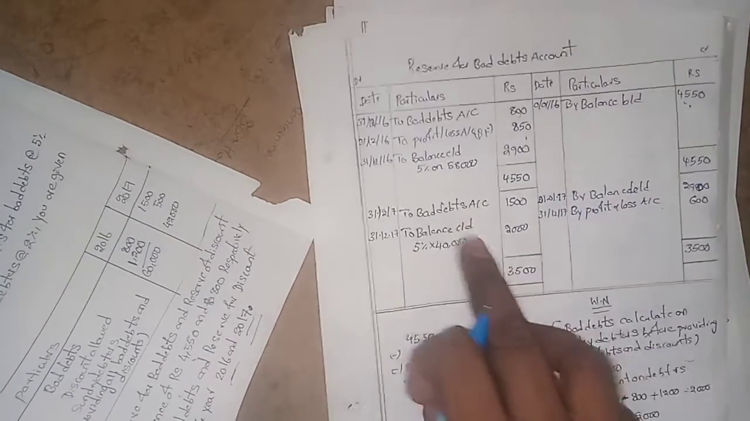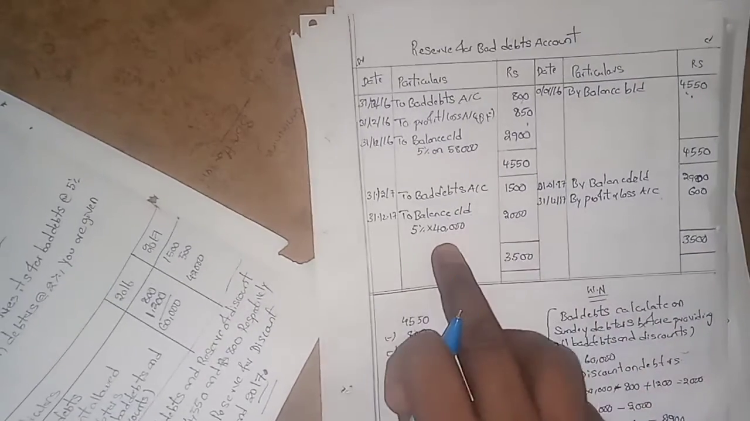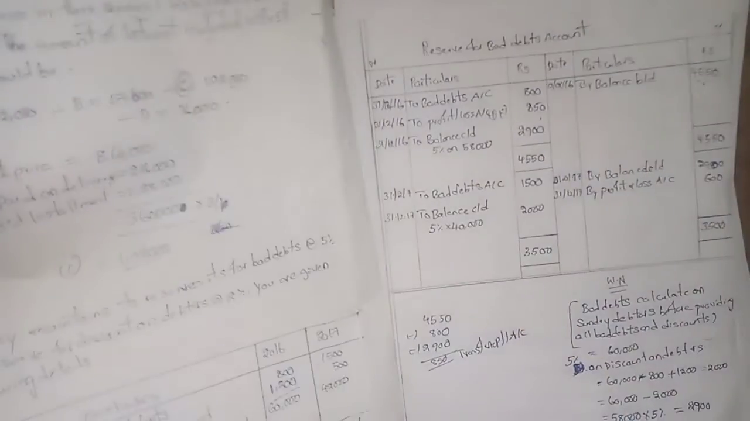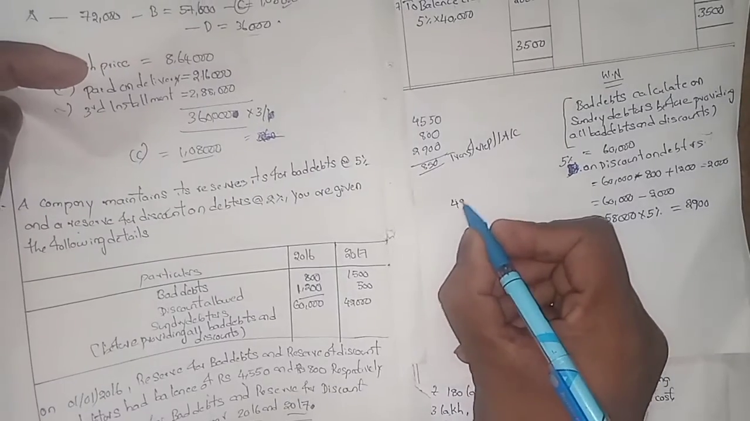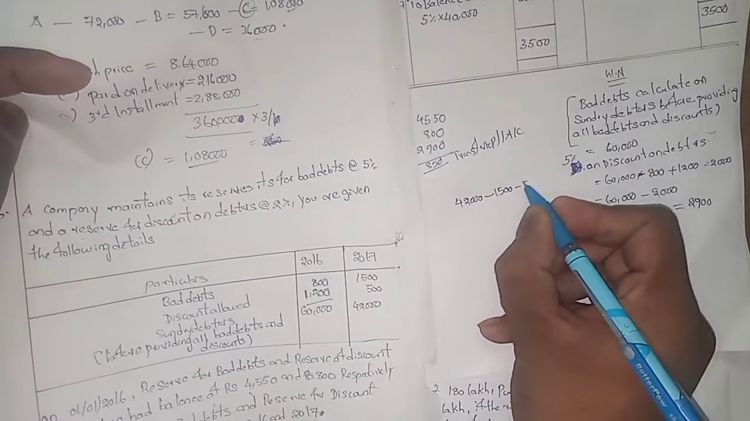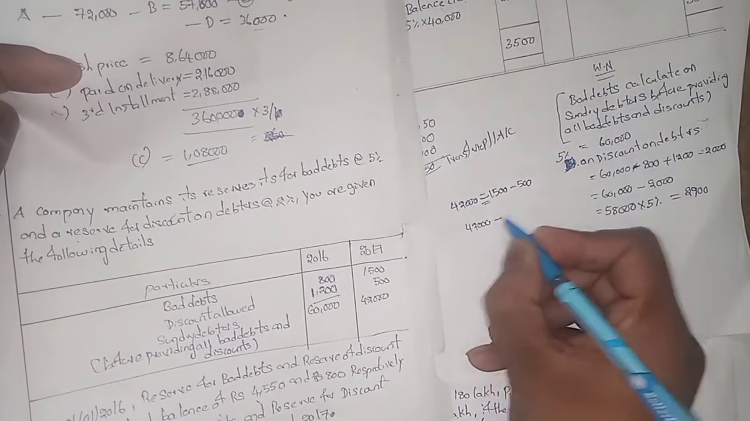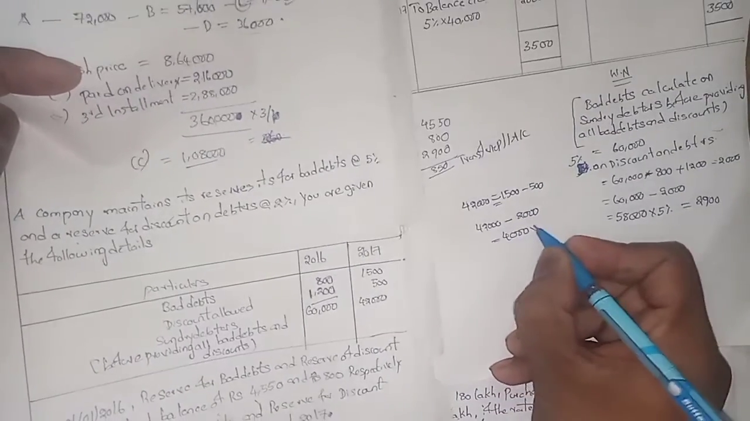So remaining 2,000 to bad debts account, 1,500 to balance 4,000. Same again in the next year, this is the 2017 year. 2017: 500, 1,500. We subtract from 42,000 minus 1,500 minus 500, that equals 42,000 minus 2,000. That is equal to 40,000 into 5%.